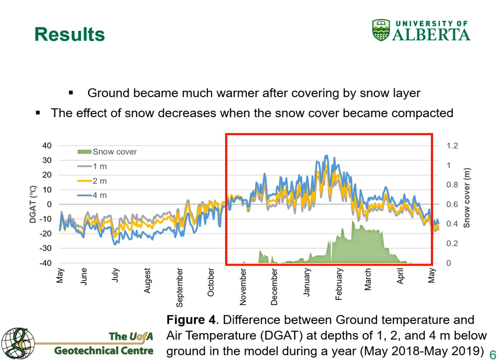The first set of results, of temperature differences between ground and air temperature, showed that the ground became much warmer after being covered by a snow layer, and the effect of snow decreases when the snow cover becomes compacted. This is due to the changes in thermal conductivity of snow, which will increase up to 4 times when snow becomes compacted and dense.